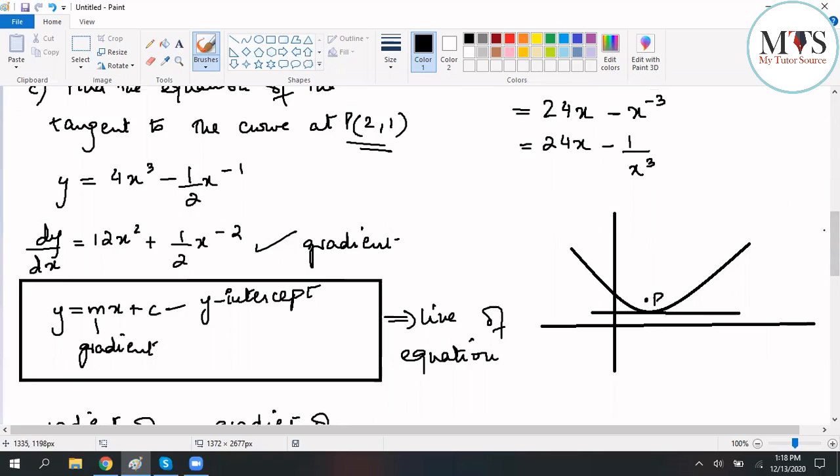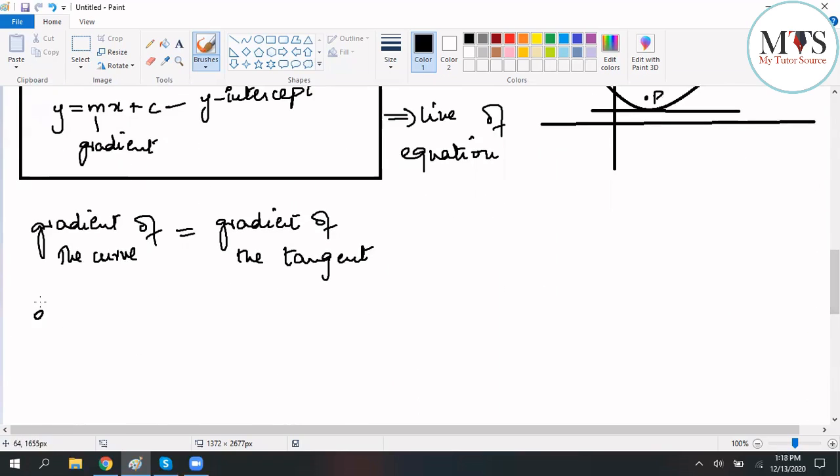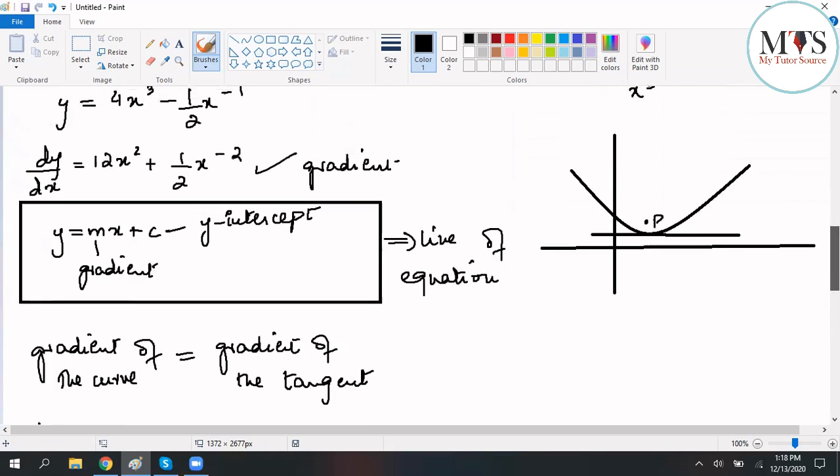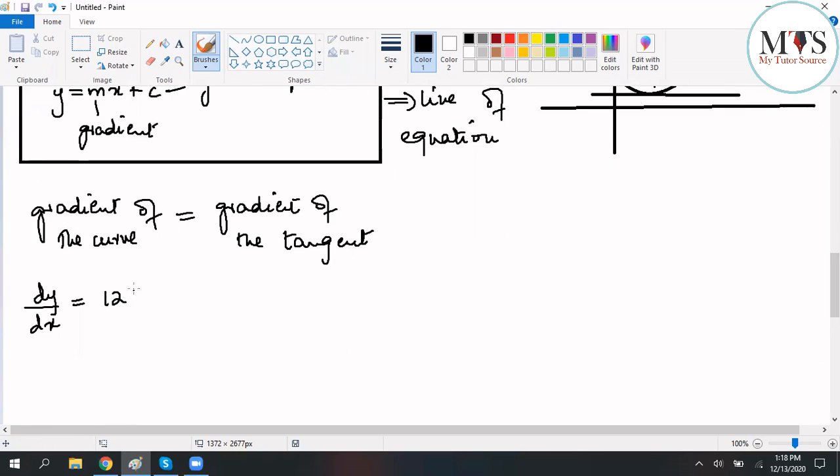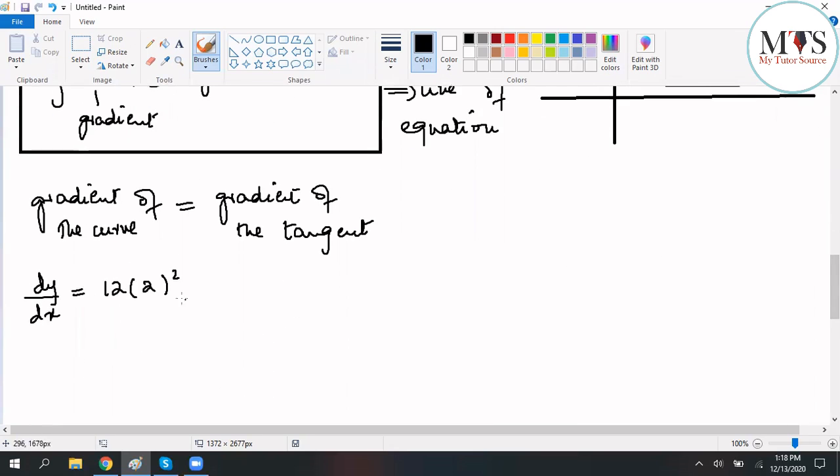Yeah, we can. Exactly. So what we do is we just substitute the value of x in the dy by dx equation. So 12 times 2 squared plus 1 over 2 to the power of negative 2. Okay? 48 plus 1 over 8. Can you tell me the answer to that?